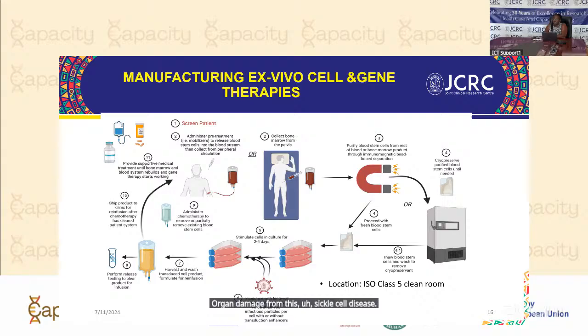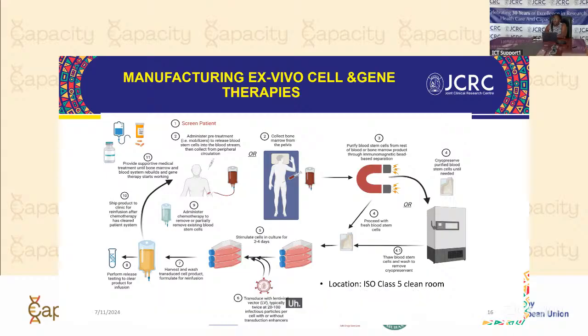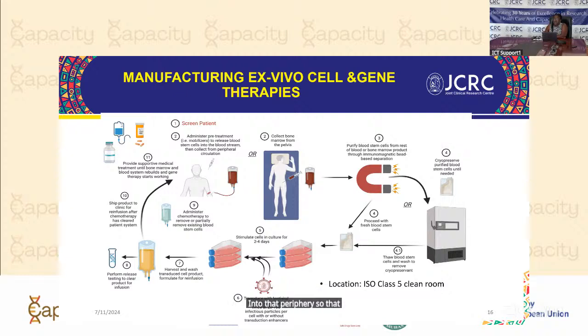So after screening the patient for eligibility, then you administer what we call pre-treatment. This is, you give mobilizing agents that would move the stem cells from the bone marrow into the periphery so that it can be collected by apheresis. Or alternatively, you can collect the bone marrow through surgery.